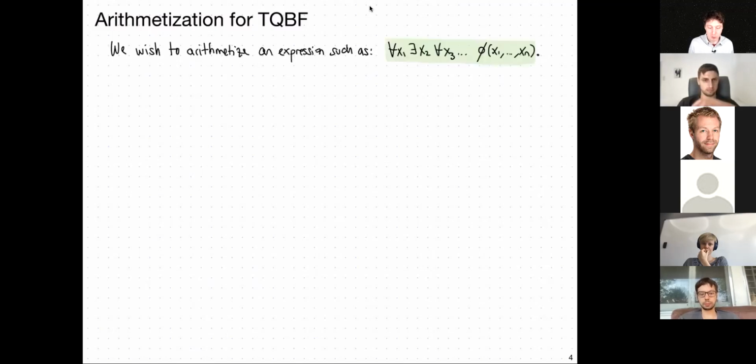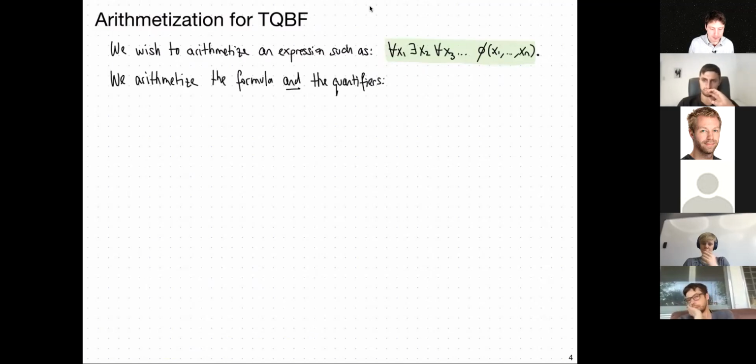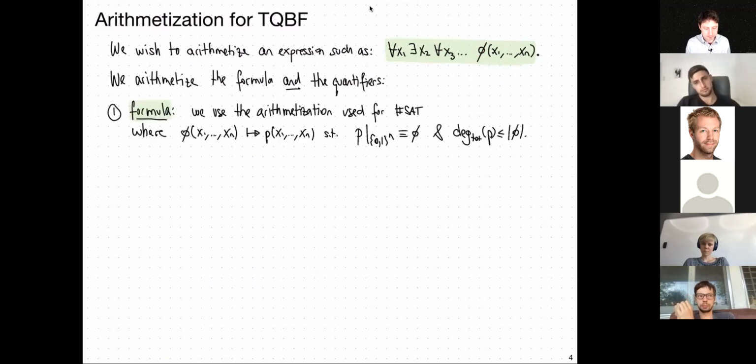Okay. So we want to arithmetize an expression such as this one. Now, intuitively, we want to arithmetize both the formula and the quantifiers. So we're going to somehow turn this into a polynomial, and we want these operators to be some operators on polynomials. Now, for the formula, we're just going to use the same arithmetization used for #SAT, the one that was a low degree extension. So we're going to transform the formula into an arithmetic circuit that agrees with the formula on every Boolean input. This was the second arithmetization that we saw in the last lecture.